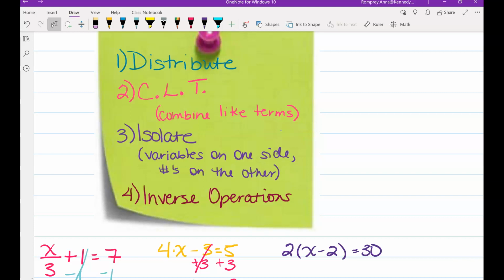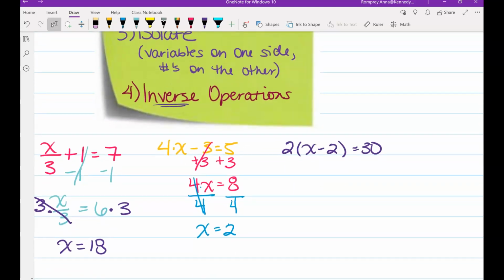So, just rule of thumb, steps that I like to take. First, I like to distribute. Then I like to CLT, combine like terms. After I combine any like terms that there are, then we isolate. We isolate that variable, which means we get it by itself. So all those variables stay on one side, everything else gets kicked over to the other, and we use inverse operations to do that. So first, we start with distributing.